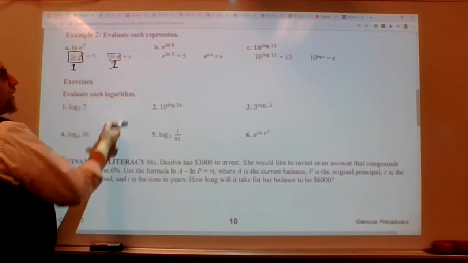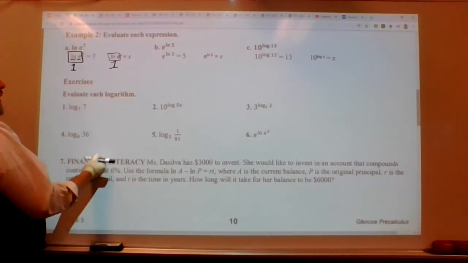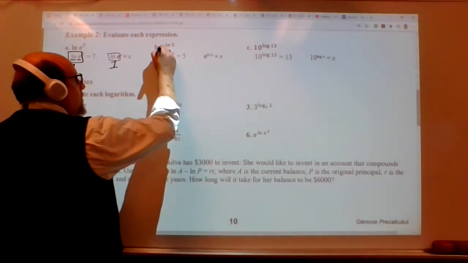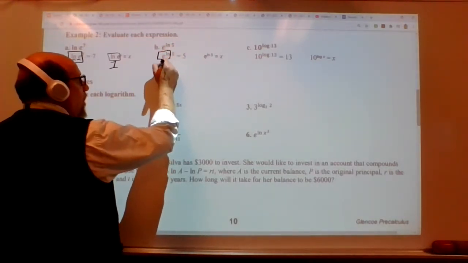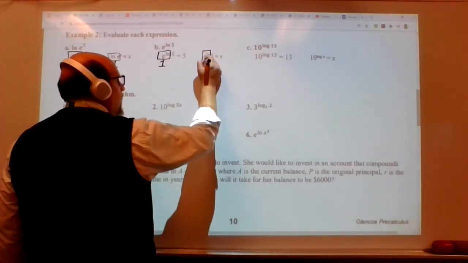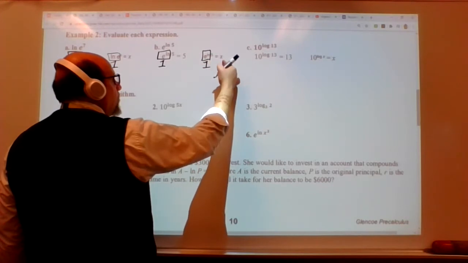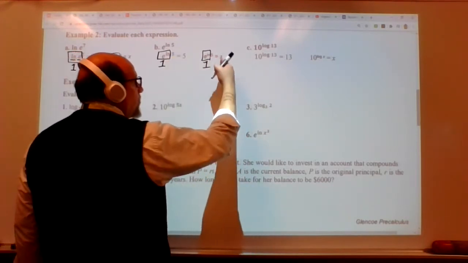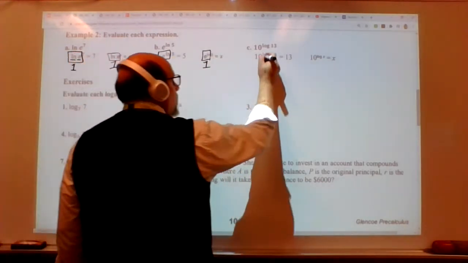That equals 1, right? This, same idea, equals 1. This, same idea, equals 1. So 5 equals x, 5 equals 5, 5 equals x. Same idea. Here we go.